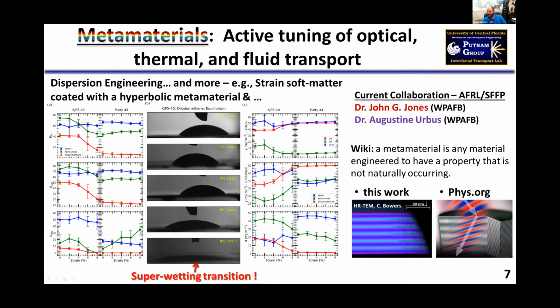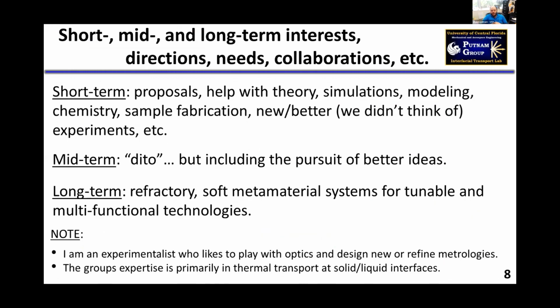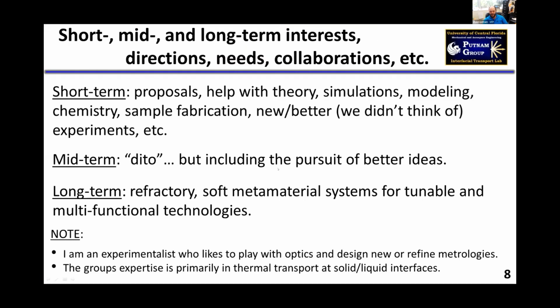This is just something that you can read at physics.org. And here's an example where you take this engineered multi-layer structure and suddenly you can have a negative index of refraction. So short-term proposals: help with theory, simulations, modeling, chemistry, sample fabrication, and of course I need help with new and better ideas, right? And the midterm is basically the same thing, and then long term, high temperature, robust, soft metamaterial systems with tunable, multifunctional abilities.